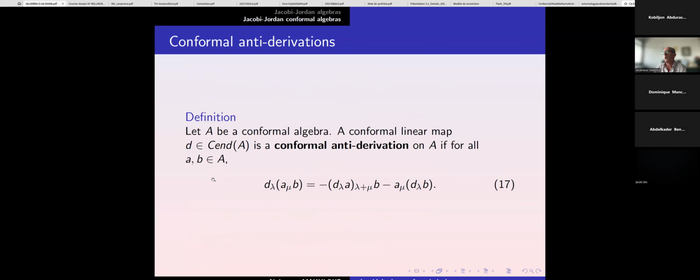Now, in order to come back to our Jacobi-Jordan algebra and define a Jacobi-Jordan conformal algebra, as you remember, we needed these antiderivations. Then you can also define what we call a conformal antiderivation. A conformal antiderivation is a conformal endomorphism on A satisfying this condition. Of course, the conformal derivation is just the same, but instead of having minus here, you have plus.